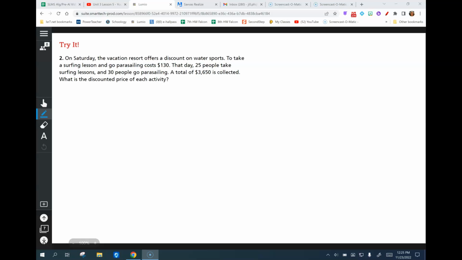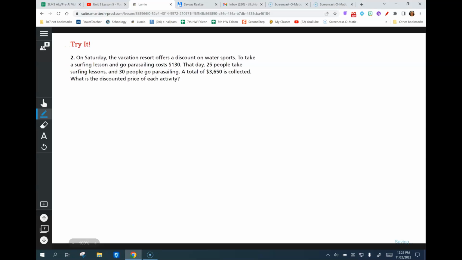To take a surfing lesson or go parasailing costs $130. That day, 25 people take surfing lessons, 30 people go parasailing. A total of $3,650 is collected. What is the discounted price for each activity? Okay, so first off, what two things are we talking about?